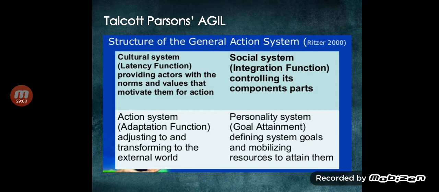So from the AGIL scheme, we have these action systems that make the scheme possible or work. I repeat, action system goes with adaptation function. Personality system goes with goal attainment. Social system goes with integration function. And then the last one, cultural system, goes with latency function. So all the systems, the general action system, will not function well if they are not integrated with one another. Okay?